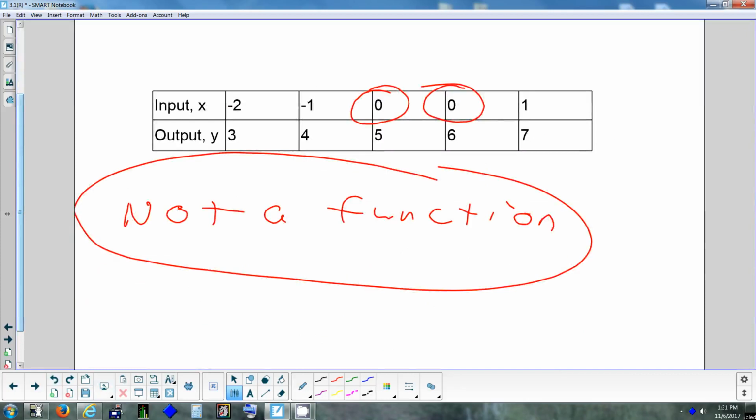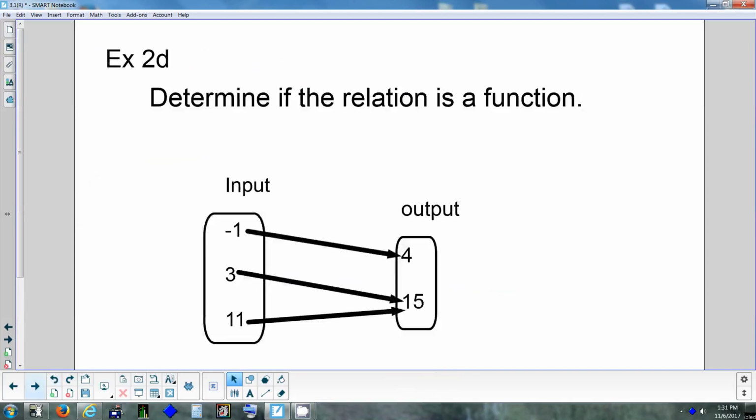Now, what if I did this? What if I got rid of that one? Yeah, it's a function. That would be a function. What if I got rid of that one? It'll still be a function. What if I got rid of that one? That would not be a function. Okay, to be a function, I'd have to get rid of one of the repeats. Okay? All right.